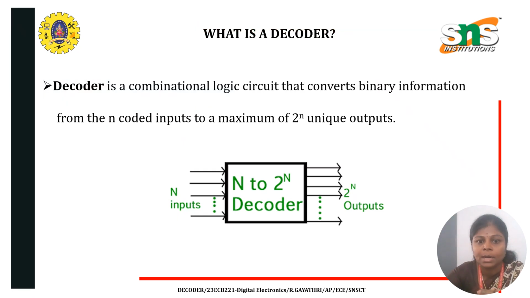First, coming to the decoder part, the decoder is one of the logic circuits which comes under the combinational logic circuits. Combinational logic circuits produce the output with the help of the input, and no feedback circuit is required to produce the output. The decoder converts binary information from a coded format: n inputs are given to the decoder, and it produces 2 power n unique outputs, where the input codes and output codes are totally different.